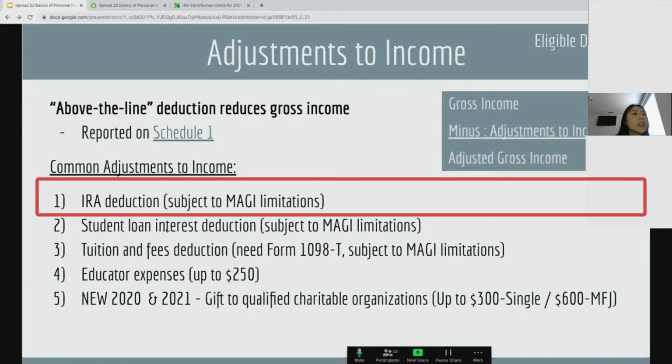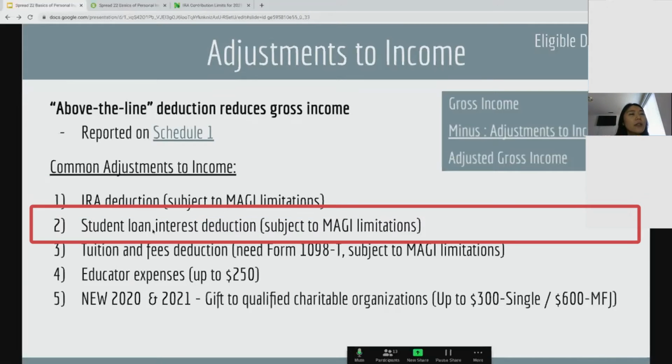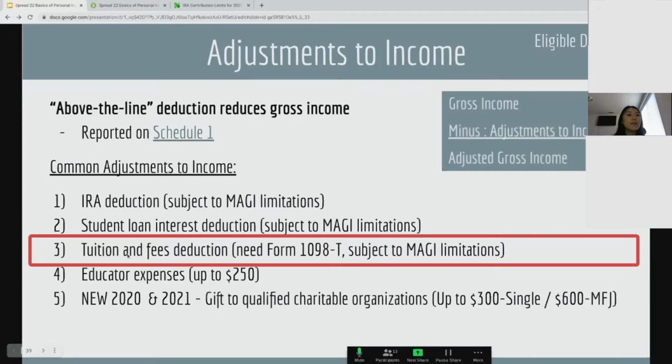Second is the student loan interest deduction, and this is subject to MAGI limitations. What the student loan interest deduction is, if you have any interest on student loans, you can deduct it as an adjustment to income. There's also the tuition and fees deduction. Remember, this is where your Form 1098-T comes in handy. If you pay tuition, a certain portion of it you can adjust your income with.